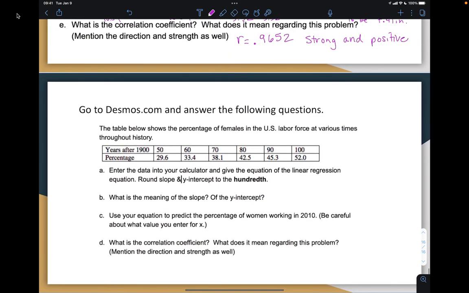All right, try this question on your own. Put it in Desmos. Ask your teacher for help, and answer the following questions on the Edpuzzle. Don't forget to go all the way to the end to get full credit. I hope you have a great day.